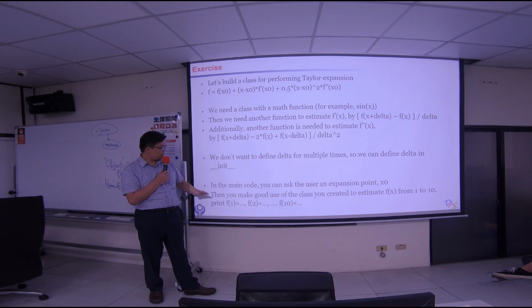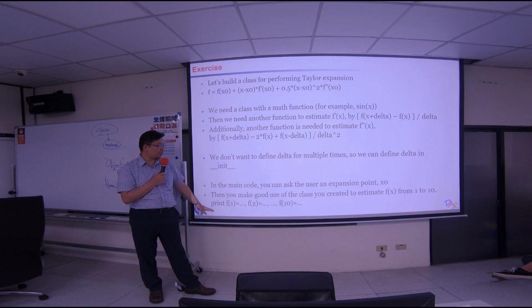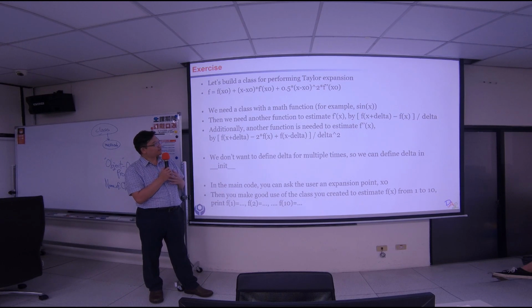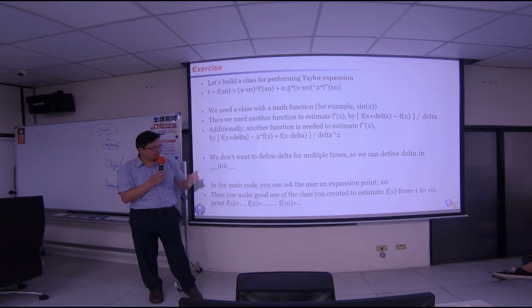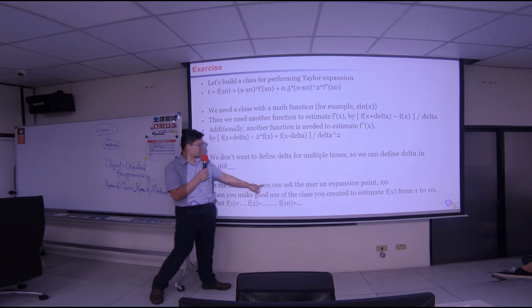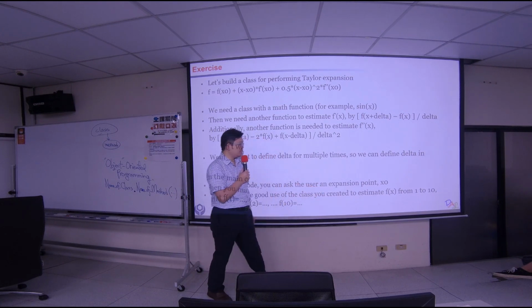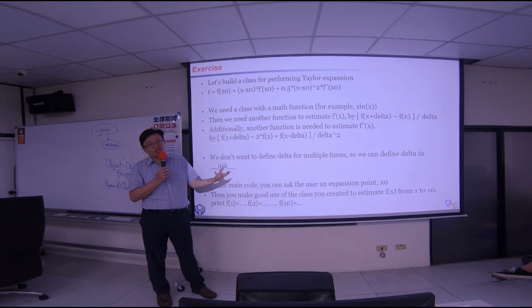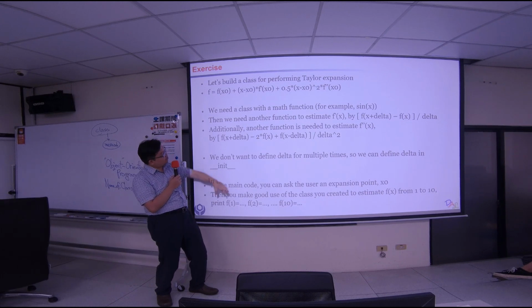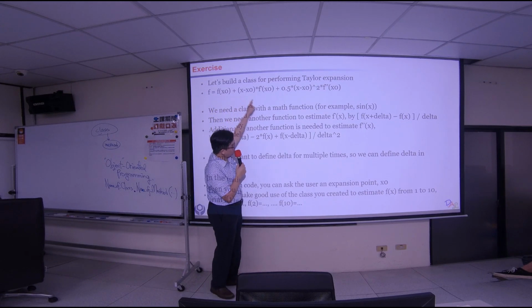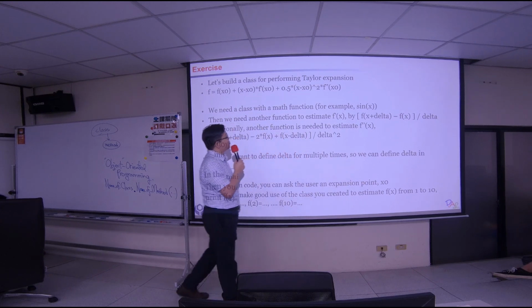Okay? Then in the main code, the purpose of having Taylor expansion is to estimate the function type, function shape, based on a specific expansion point. So in the main code, you will ask the user to provide an expansion point, basically x0. So x0 is a user provided value. And then for the main code, whenever you see x0, that's the number you provide to the Python code.